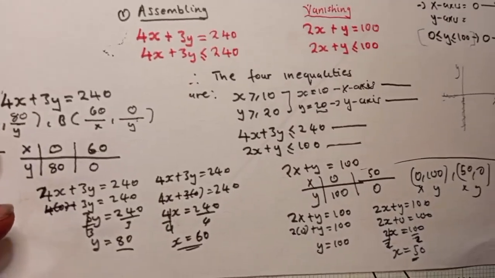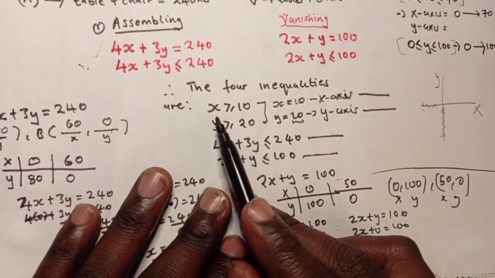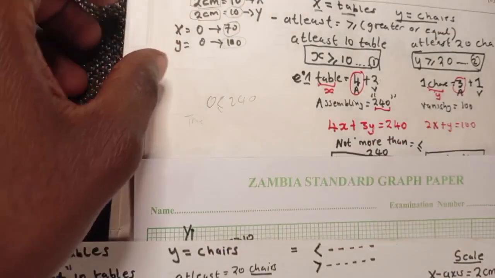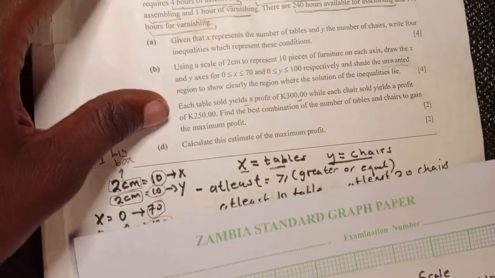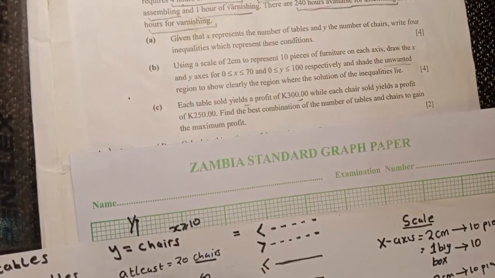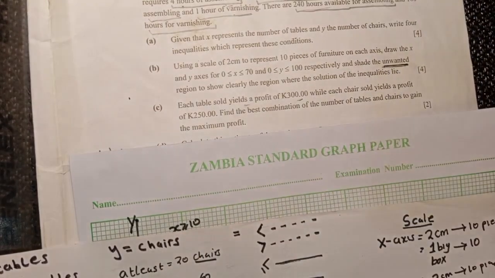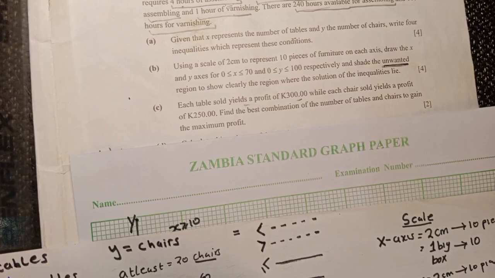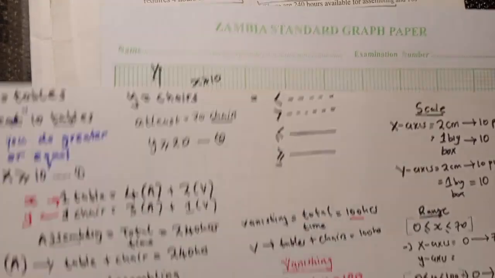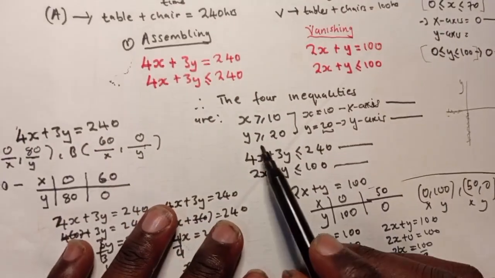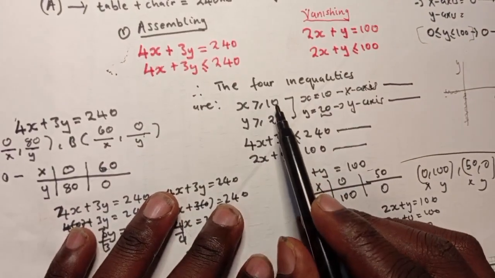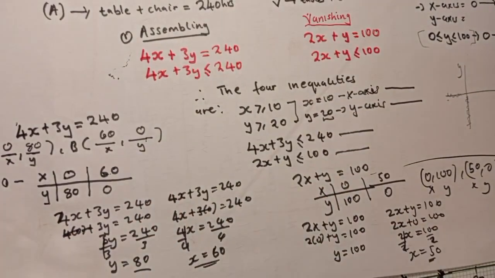So first one we have, the key word I want you to understand when it comes to shading, the key part I want us to understand when it comes to shading, we are shading the unwanted region, not the wanted one, but the unwanted. So meaning that what these inequalities are telling us, we should do the opposite.